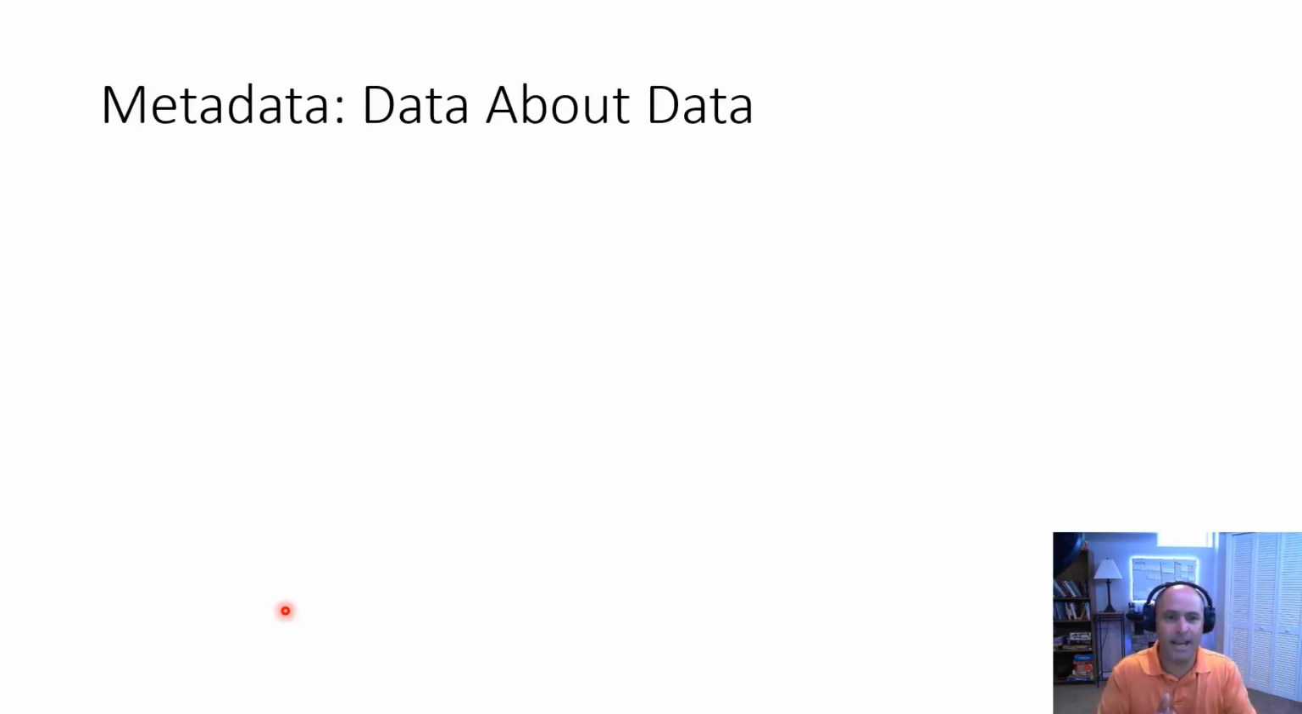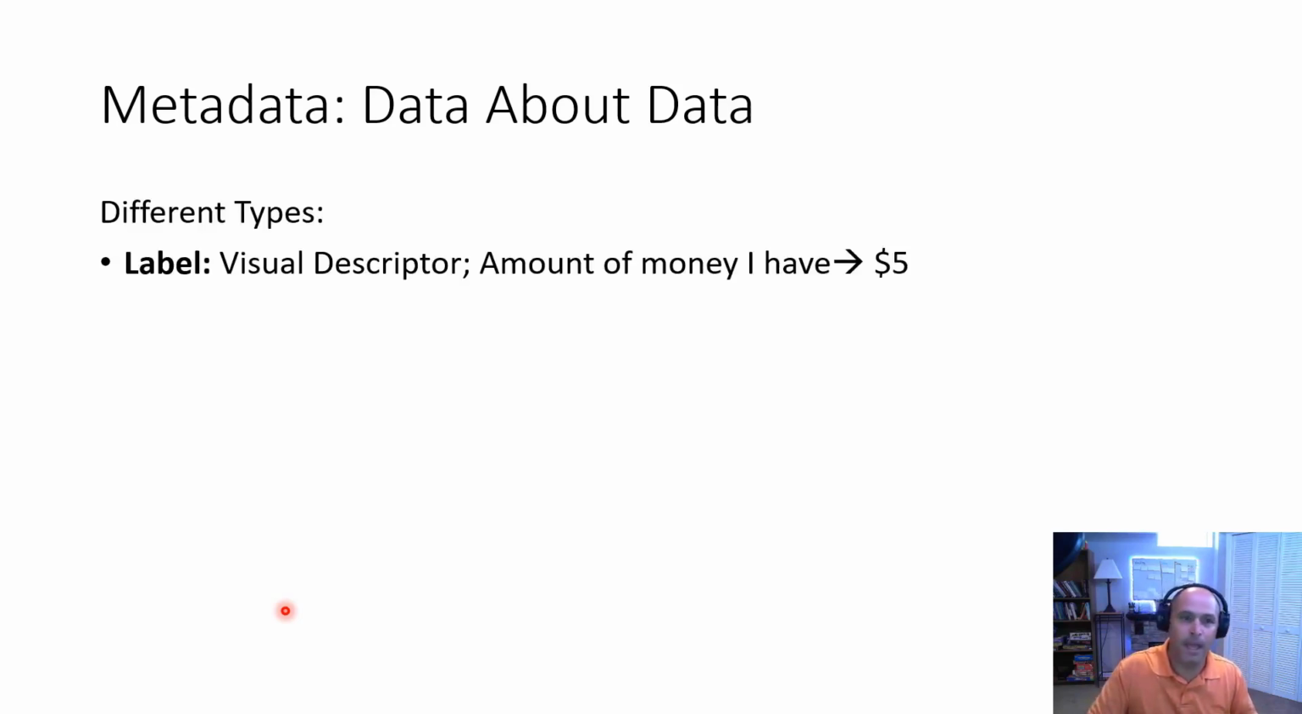So let's define metadata then. Metadata, simply put, is data about data, any data that describes data. And there are different types of metadata. There is label metadata. Label metadata is a visual descriptor. For example, how much money do I have? I have $5. $5 is the data. The label is how much money do I have.